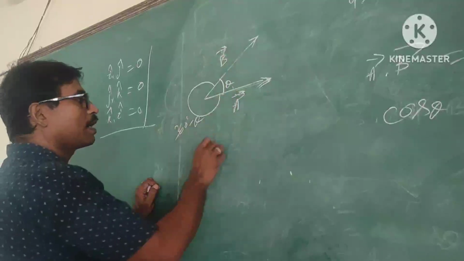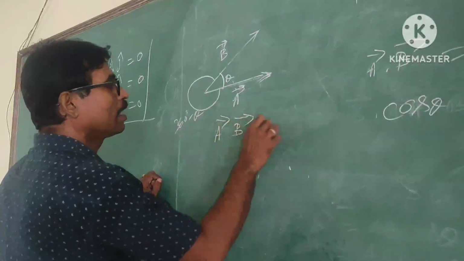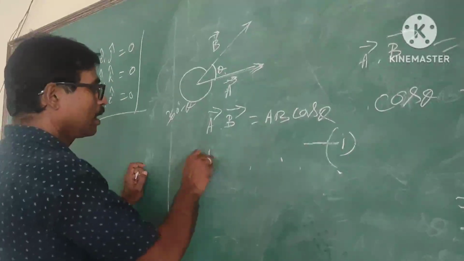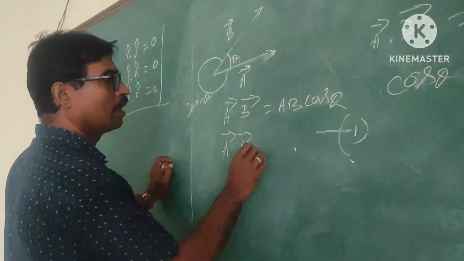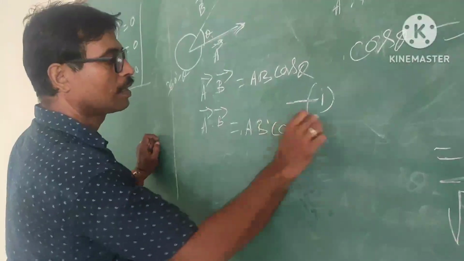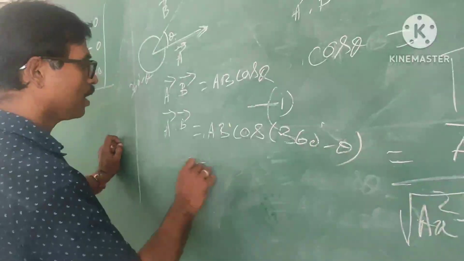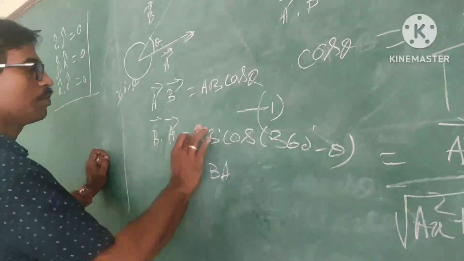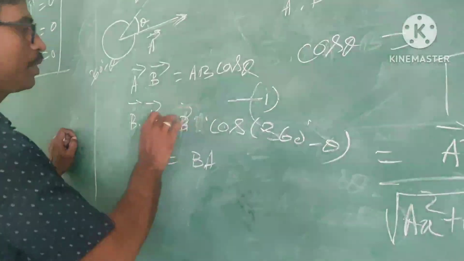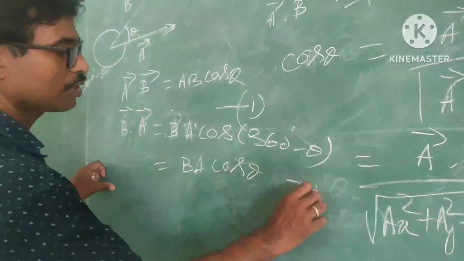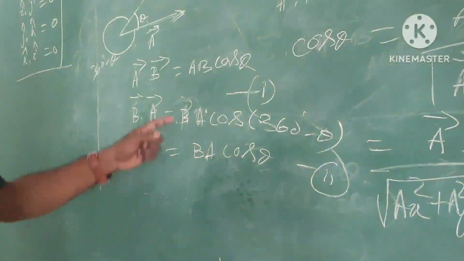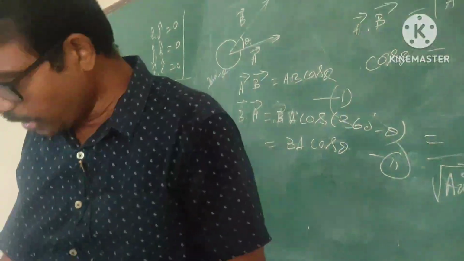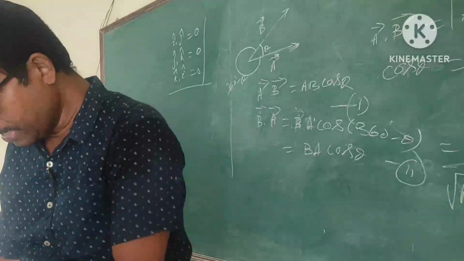When you take a dot b, it is ab cos theta, equation 1. But while taking the other direction, ab cos of 360 degree minus theta, so you also get ba cos theta. So take b dot a, which is ba cos theta, equation 2. From equations 1 and 2, you are getting a dot b is equal to b dot a.